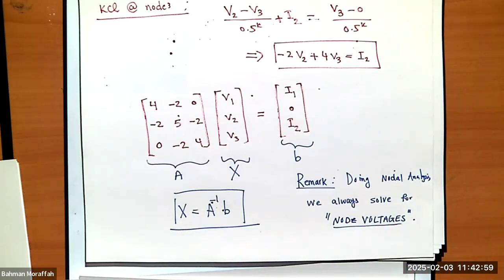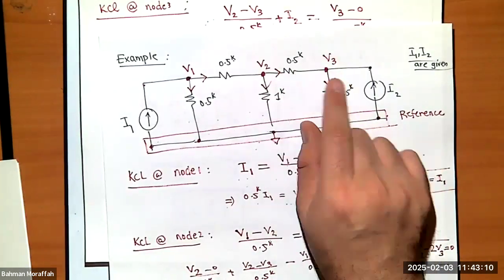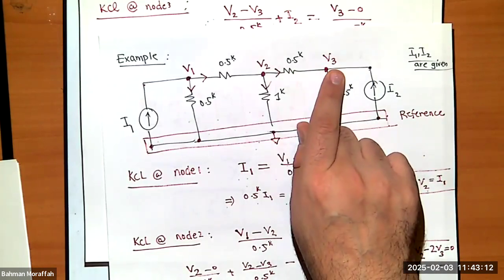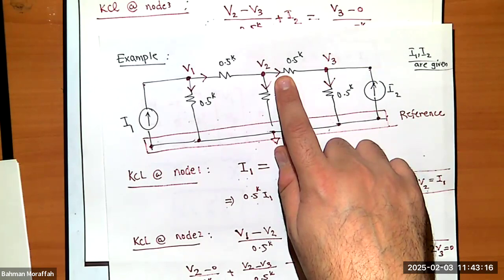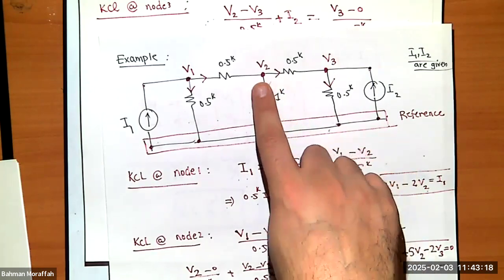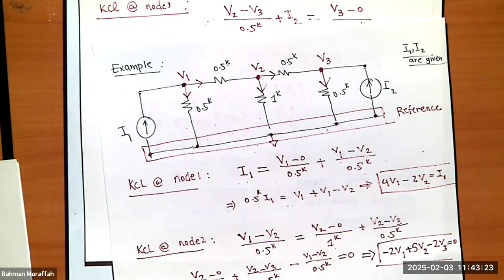And if I know node voltages, I know everything else in the circuit, right? For example, if I ask you, what is voltage across this? Since I know V2 and V3, I know voltage across this is V2 minus V3. If I ask you what current through this is, you know exactly what it is. Because you know voltage across it, you know the value of the resistance, you can compute current. So as soon as you compute node voltages, you can compute anything else in the circuit. Okay?